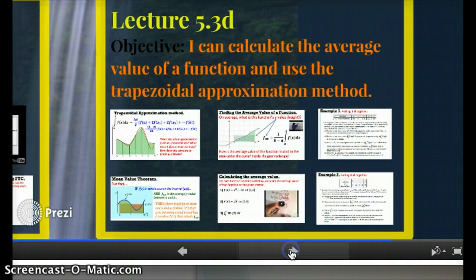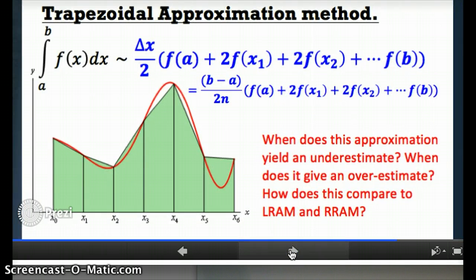So first, just to jog your memory, this is what the trapezoidal approximation method looks like. It's a formula that you need to memorize. You can memorize this version or this version, and it's a way to approximate the area under the curve that's slightly more accurate than LRAM or RRAM. So why am I bringing it up now? Well, we're going to use it in our application problem at the end of this video, but I also wanted to point one thing out that Patrick's video last night didn't emphasize.